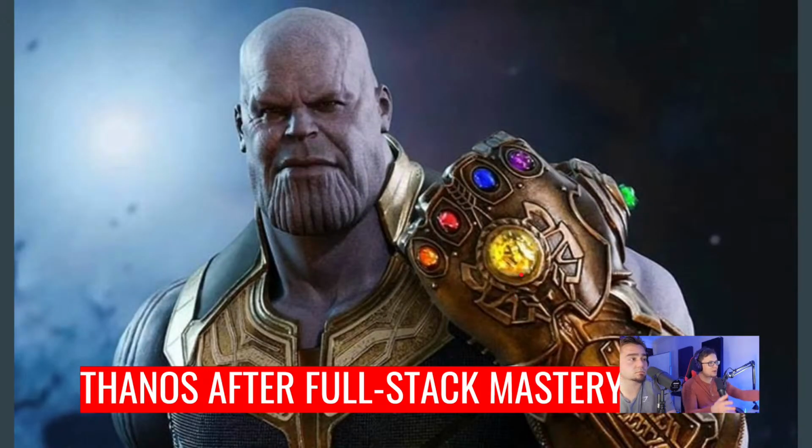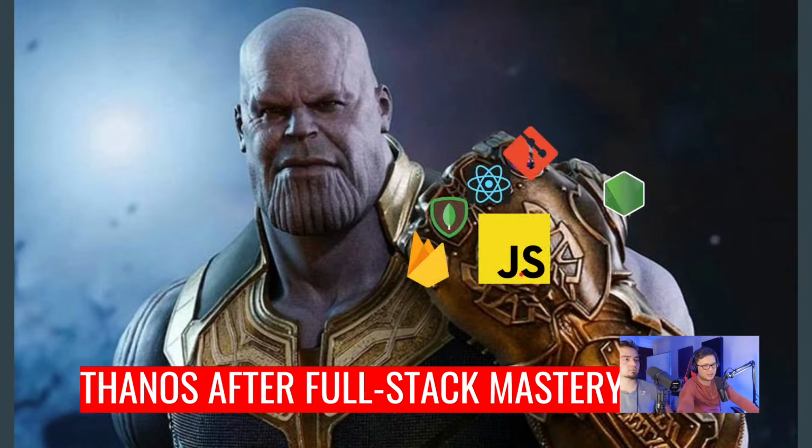And then of course after the full stack mastery, you get to be Thanos, which looks a little bit like this, guys. With all the frameworks, Firebase, languages, React.js, Git, Node.js, JavaScript, and that looks pretty insane. How cool does that look, guys? That's pretty intense.